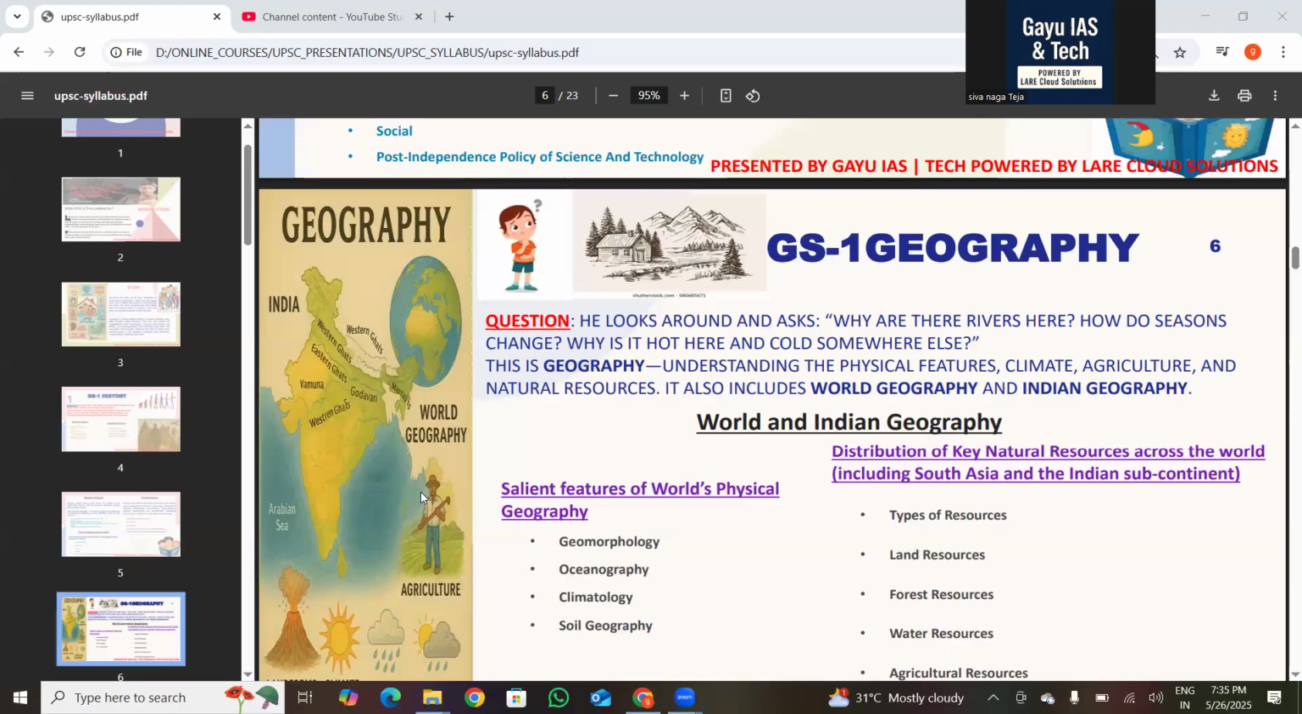After studying this oceanography, we'll go through the climatology. Earth's mood, weather, and climate. It is called climatology. When Earth is happy, it rains gently. When it's angry, it storms. Our moods are our climates, right?